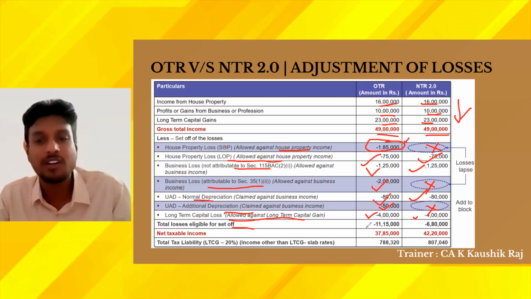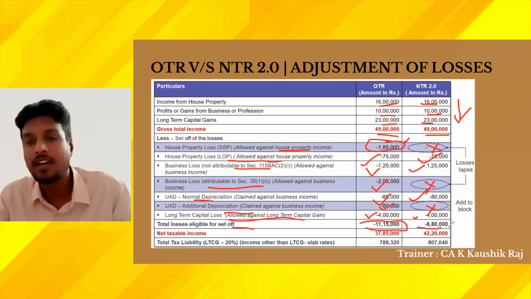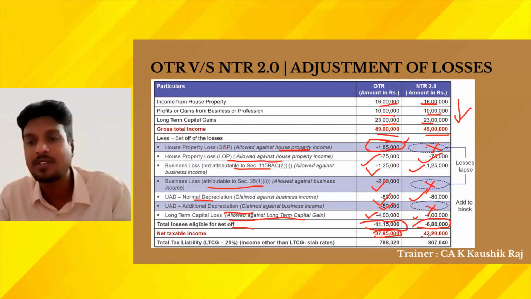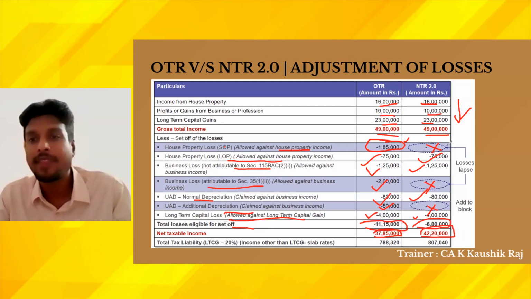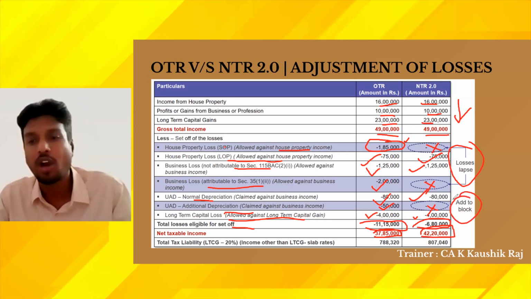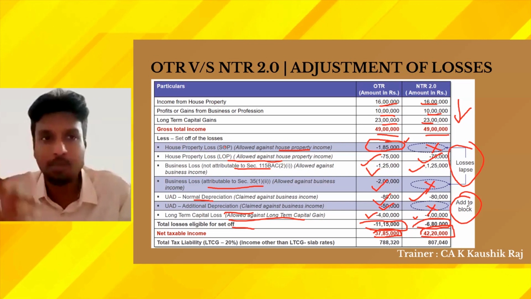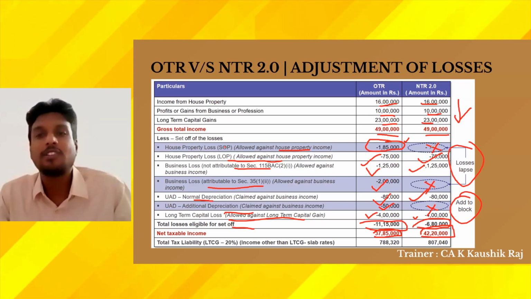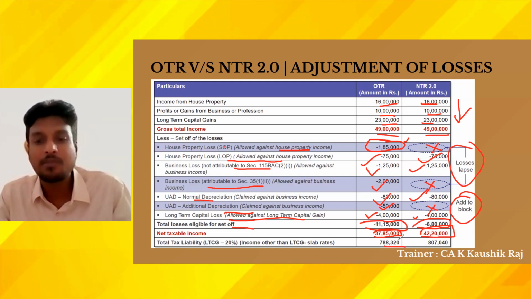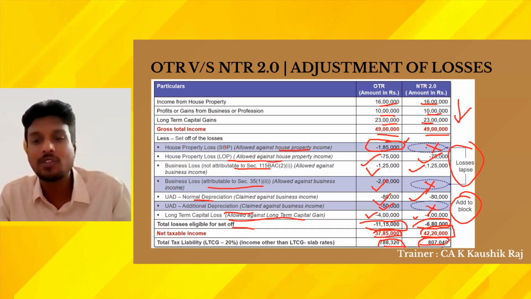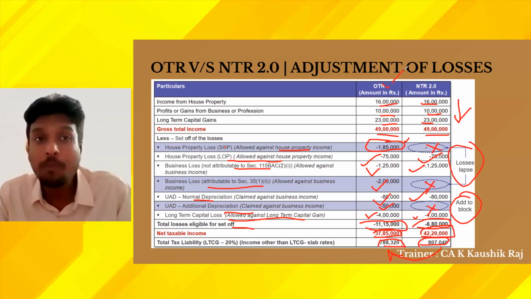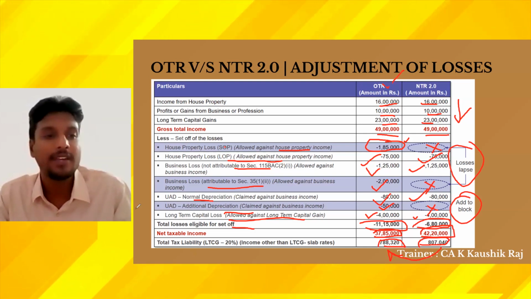Thereby, total losses eligible for set-off is 11 lakh 15,000 under old tax regime. Under new tax regime is 6 lakh 80,000. Net taxable income will become 37 lakh 85,000 under old tax regime, 42 lakh 20,000 under new tax regime. Thereby, these two losses will get lapsed and this will get added to the block. Additional depreciation will get added to the block, which we saw in the previous problem. And in this, the loss will get lapsed. So net taxable income on this total tax liability will become 7 lakh 88,320 and 8 lakh 7,040. So there is around 20,000 of tax difference. Because of that, he needs to opt out of new tax regime and go for old tax regime.